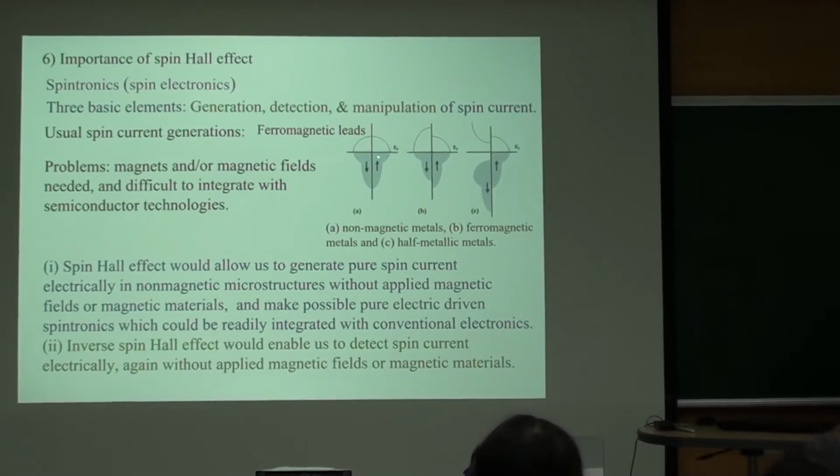Now, to generate or to detect spin current, you can use a ferromagnetic metal. For example, if you have this ferromagnetic metal, the Fermi level current will be spin polarized, or even better for a half metal. But the spin Hall effect allows us to generate spin current without magnetic material. That may contaminate the current semiconductor industry, because you don't want a magnetic field or magnetic material. So that's why it becomes so interesting ever since.